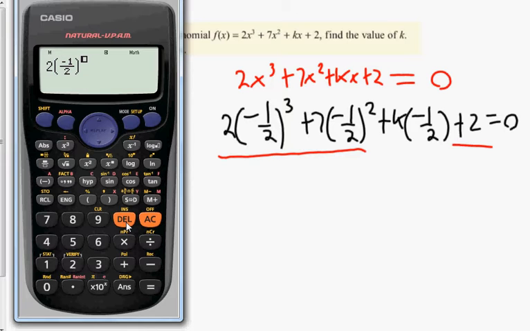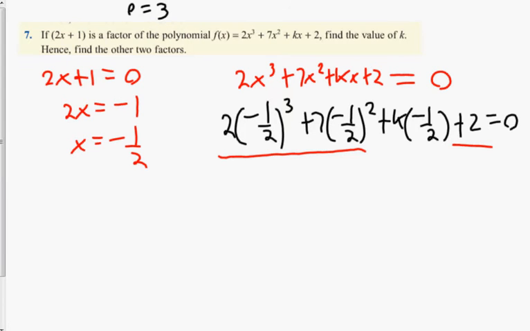Over, plus 7 times minus a half squared. I can't do that part. Plus 2. 7 over 2 accounts for the red part. I still have to do the minus a half k.